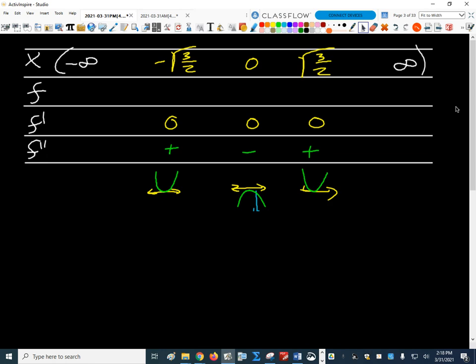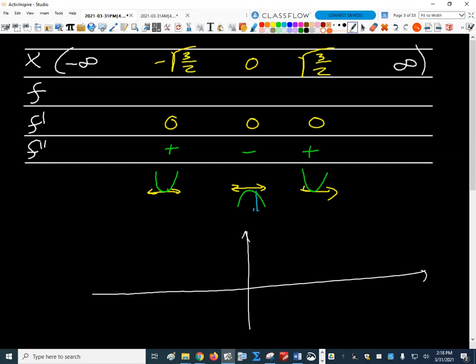Okay, what's that have to produce? So here's x equals 0. So that's the y-axis. There we go. I've got a local maximum here, and I've got local minima here, and those are the only extrema because I only had 3 critical numbers.